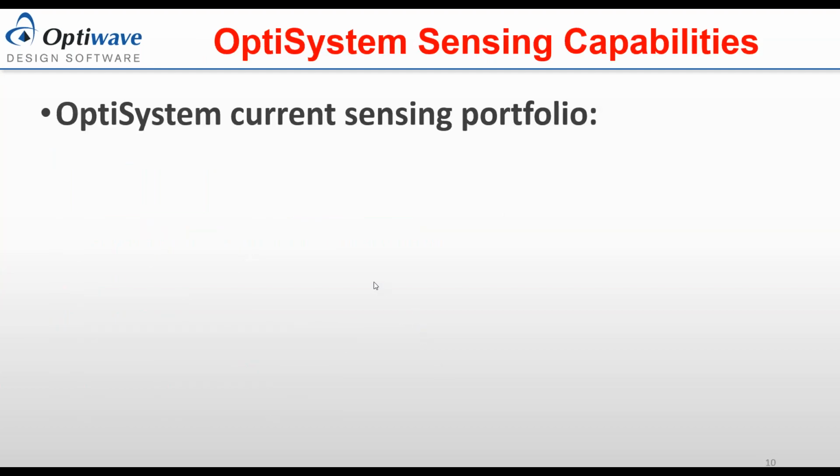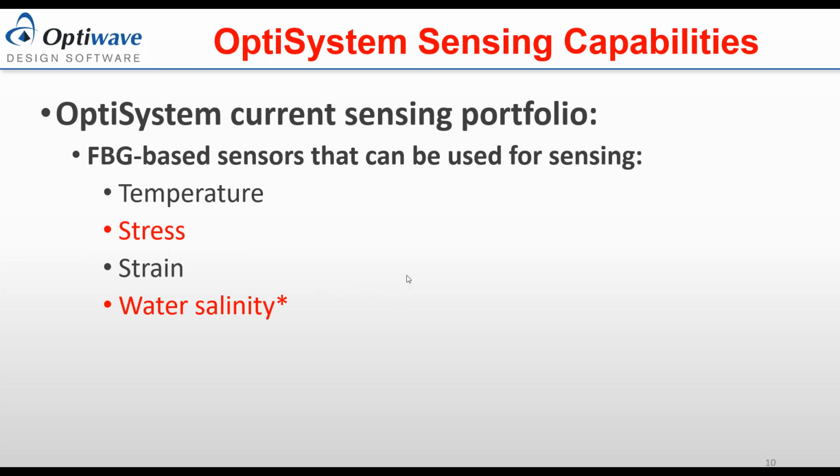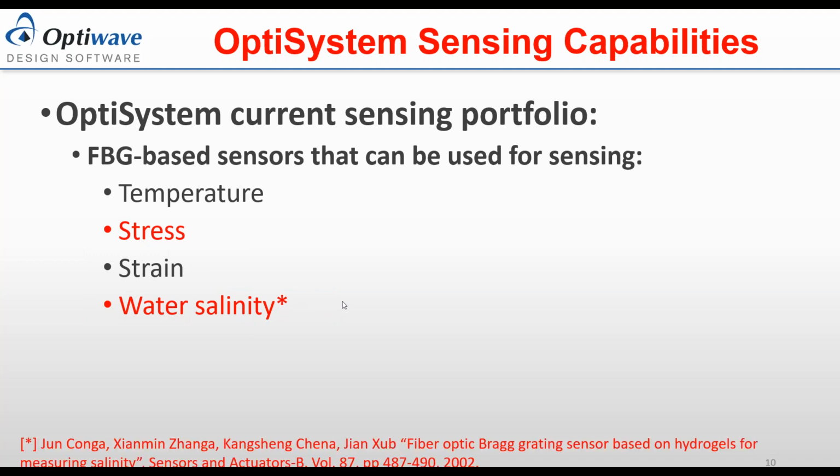Okay, so regarding OptiSystem sensing capabilities at this moment, we offer a wide variety of sensing, which is basically based on FBG applications. This is the major sensing feature in OptiSystem, where we can sense the temperature, stress or strain at different locations in the fiber. And also, with a design which is coming up very soon, we can model water salinity measurements using the fiber Bragg grating.